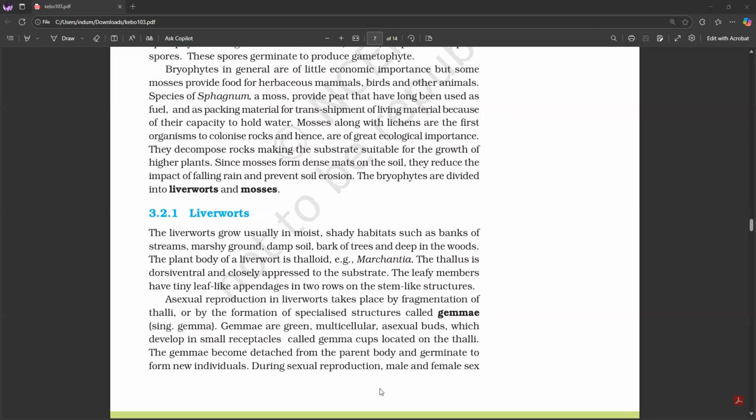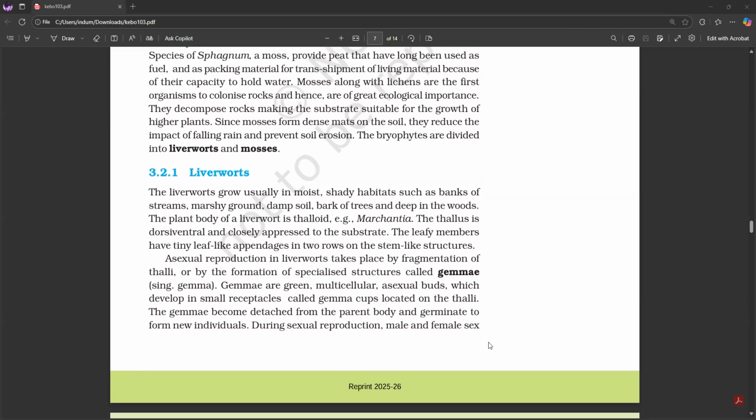The leafy members have tiny leaf-like appendages in two rows on the stem-like structures. Asexual reproduction in liverworts takes place by fragmentation of thalli or by the formation of specialized structures called gemmae. Gemmae are green, multicellular, asexual buds which develop in small receptacles called gemma cups located on the thalli. The gemmae become detached from the parent body and germinate to form new individuals.